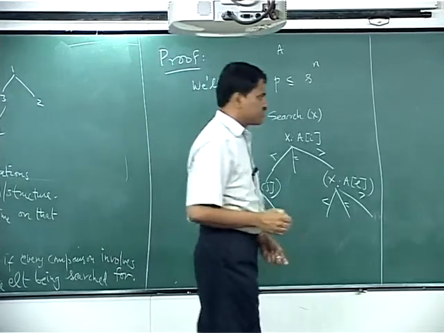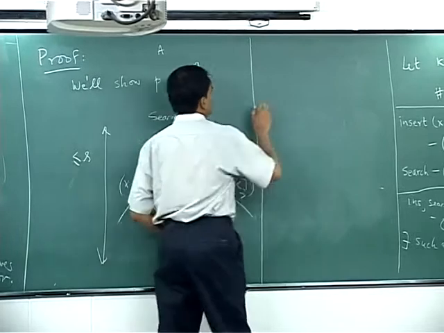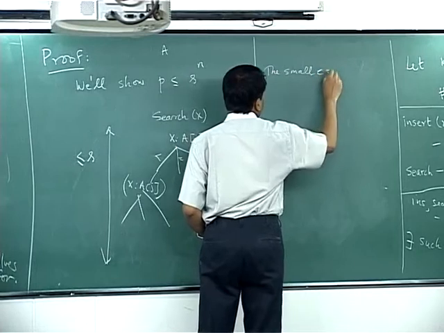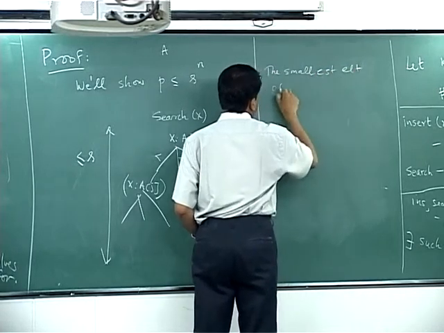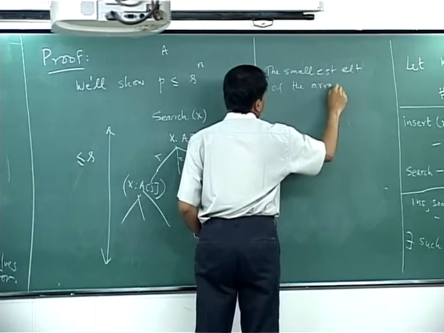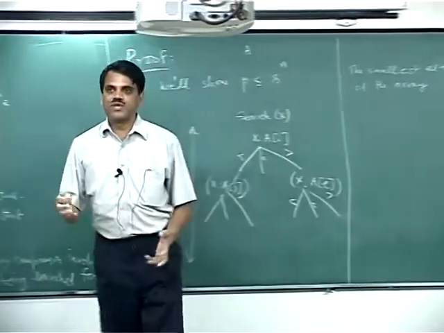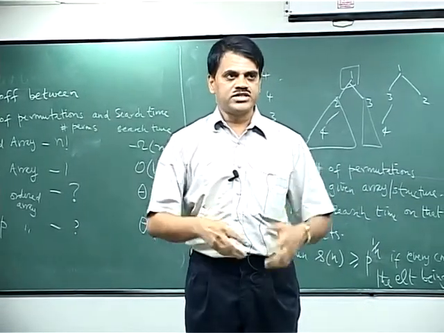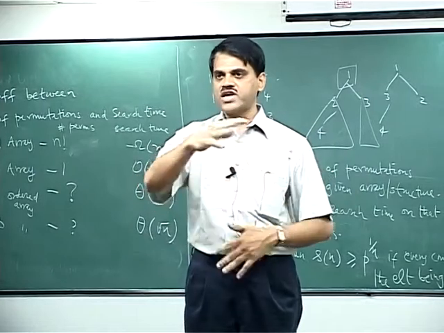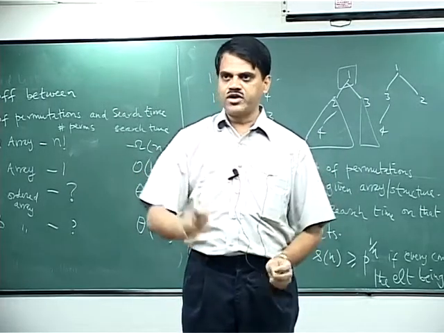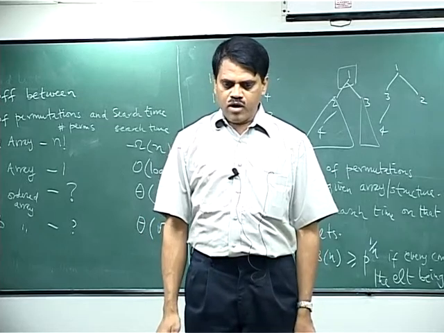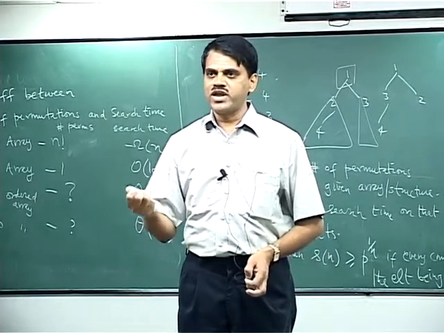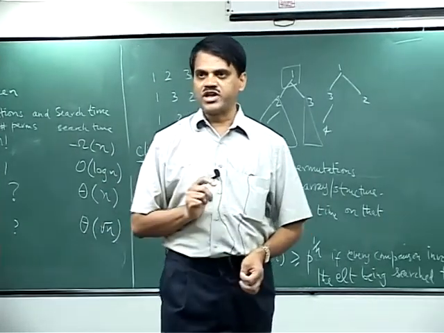So, here is how the proof will proceed. Let us see the smallest element, where can it be? What is given to you is an array, and it is supposed to satisfy p permutations, and somebody has come up with the best search algorithm for it, which is a search tree. The tree is given to me. Now, I want to argue about the smallest element of the array, what are the possible locations where it can be, looking at the search tree.